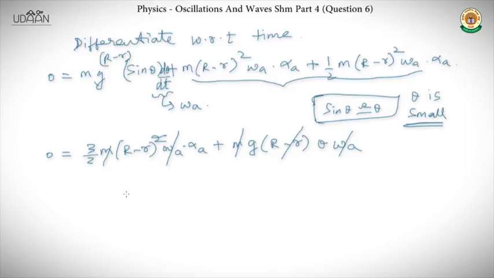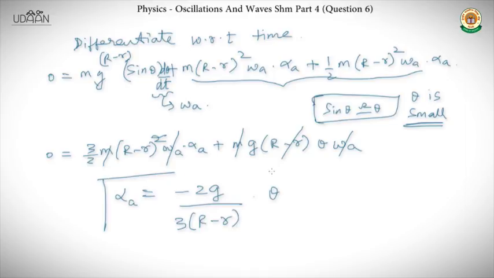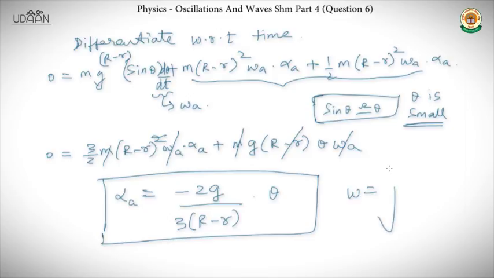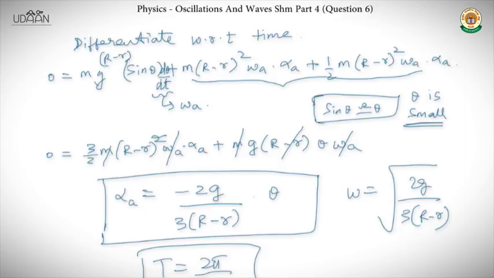So let's continue. You get alpha a as minus 2g by 3 into (R minus r) into theta. So from this you get your omega as under root 2g by 3 into (R minus r), and your time period is 2 pi by omega. Okay, so as you can see, it's a fairly simple problem.